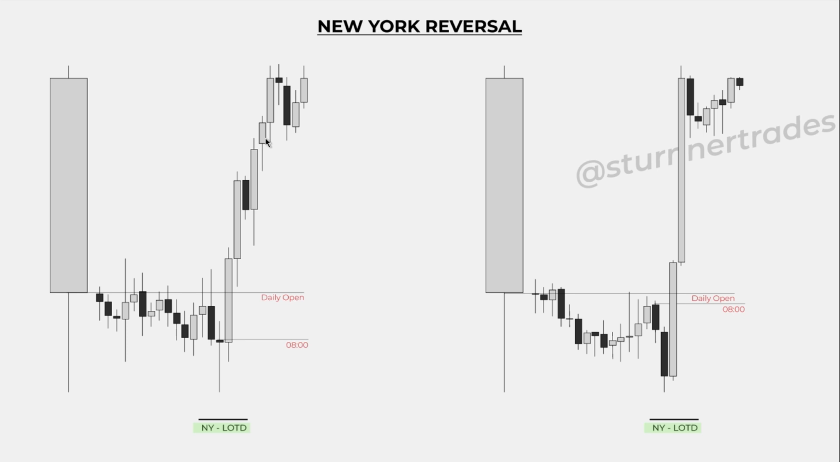And again to the right, we have similar conditions. Asia and London drive away from or below the opening price without reaching any relevant levels. We will anticipate New York to set the low and then trade higher.